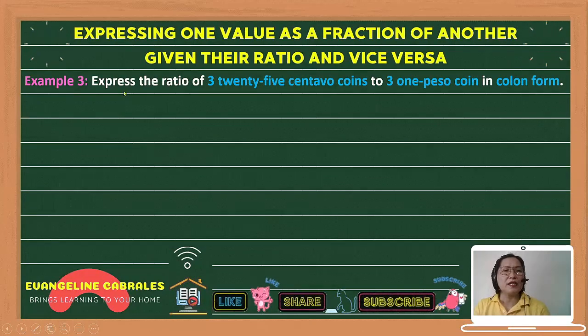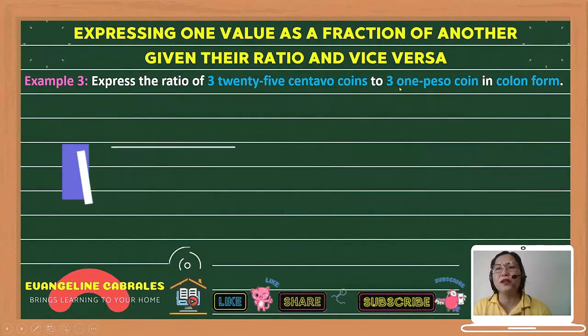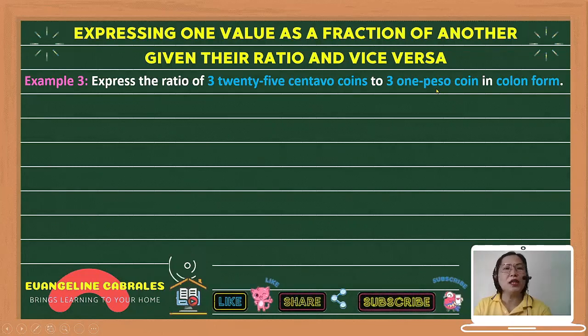Example 3. Express the ratio of 3 25-centavo coins to 3 1-peso coin in column form. Kung matatandaan nyo sa umpisa ng ating lesson, sinabi ko na ang ratio ay nagpapakita ng comparison between same units. Paano kapag magkaiba yung unit nila? Kagaya nito, ang given ay 3 25-centavo coins at 3 1-peso coin. So, magkaiba yon. Iba yung value ng 25 centavos sa value ng 1 peso. Diba? So, anong gagawin kapag ganon?